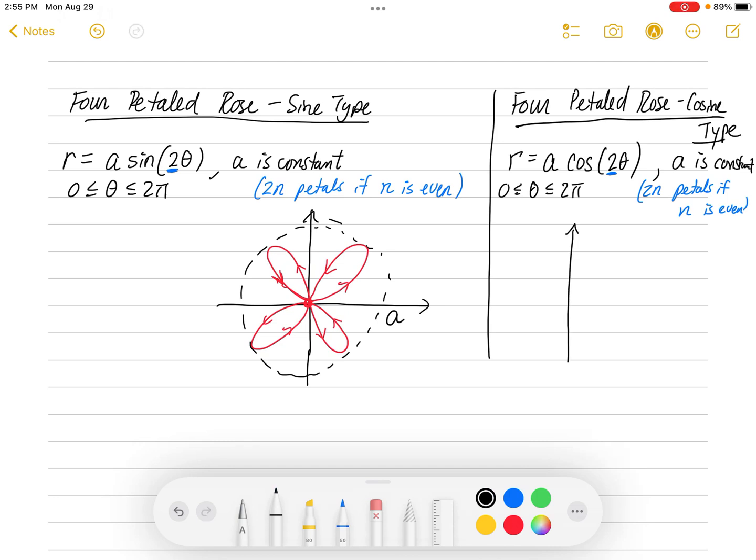So I'm going to make a vertical and a horizontal axis. And just imagine a circle here of radius a. Now the cosine type starts right here on the horizontal axis. And it goes around to the origin, and then it goes down. And then it comes back to the origin, and then it goes to the left. It goes back to the origin, and then it goes straight up. And it goes back to the origin, and then it goes back to the beginning.